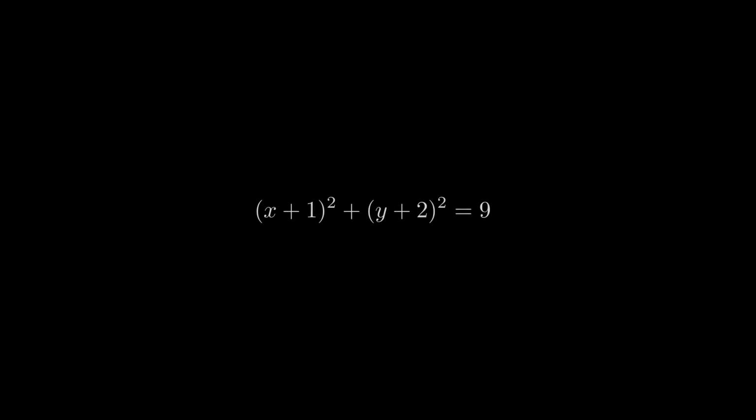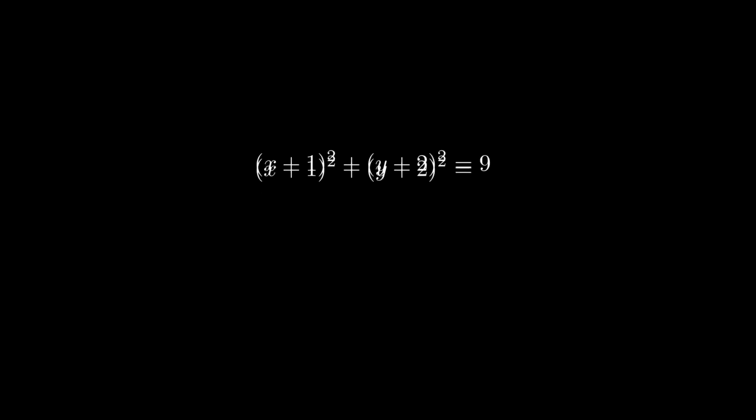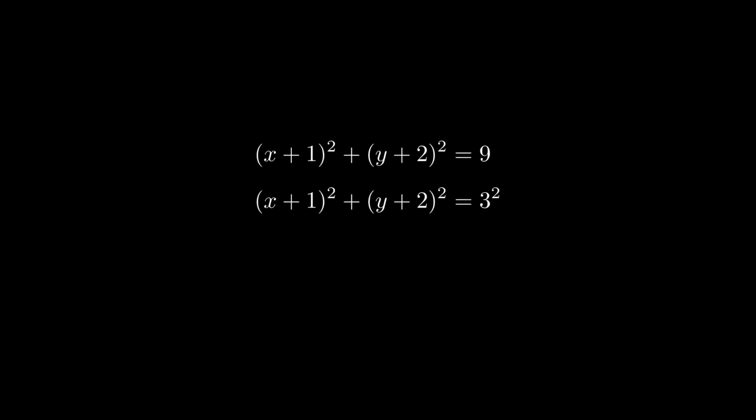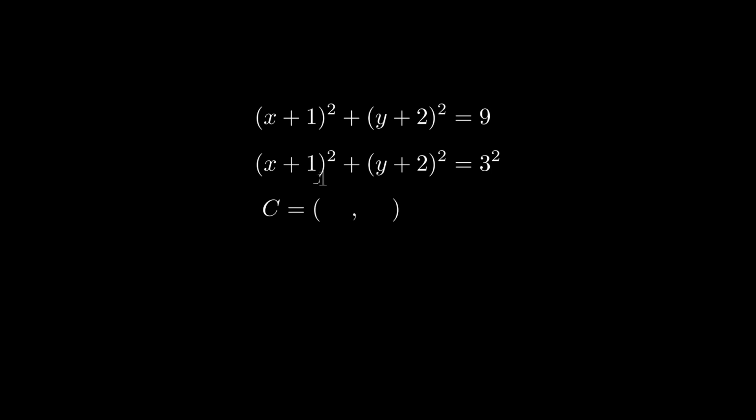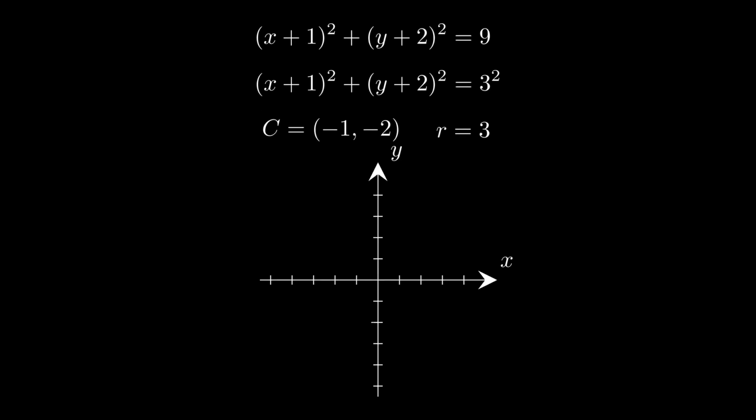Your task is now to determine the coordinates of the circle's center and its radius by yourself. The center of the circle is located at -1, -2, and the radius is 3 units. Please plot the center and the radius. Then, connect all the points that are exactly 3 units away from the center. Great job!